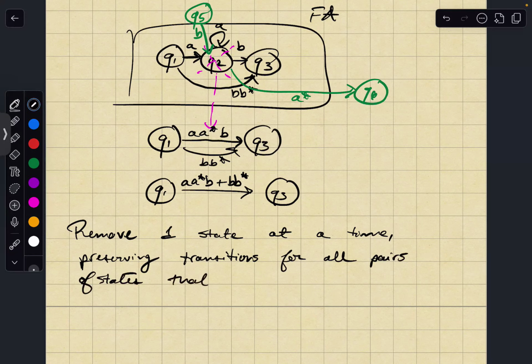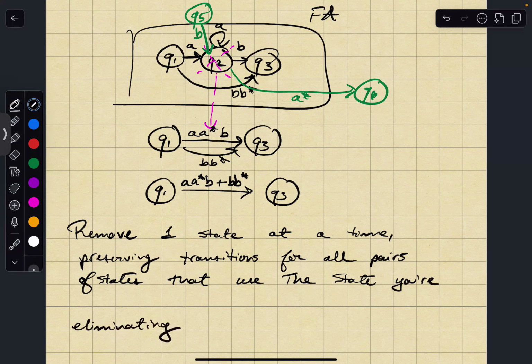So you remove one state at a time, preserving transitions for all pairs of states that use the state you're eliminating, via regular expressions as labels for the transitions. So hopefully this is a somewhat coherent sentence.